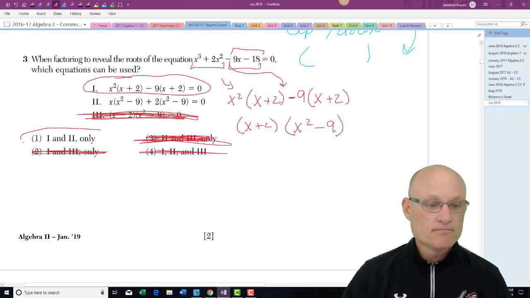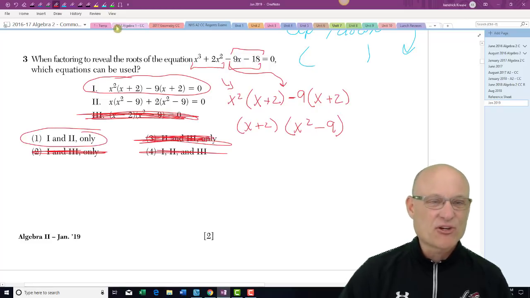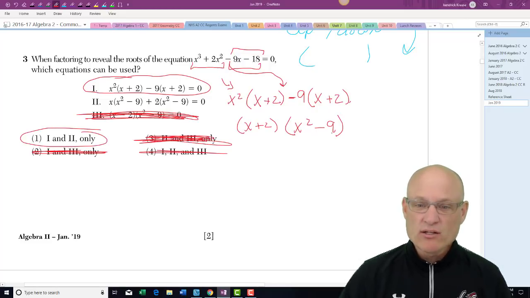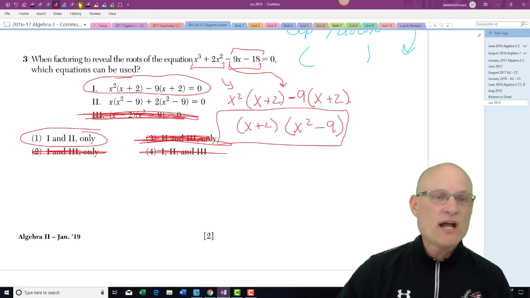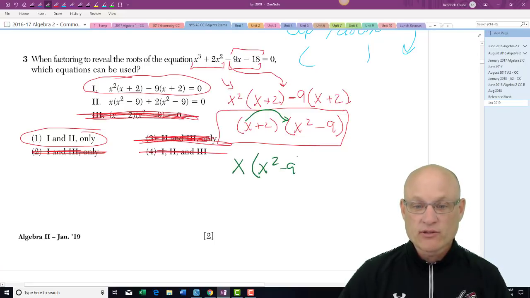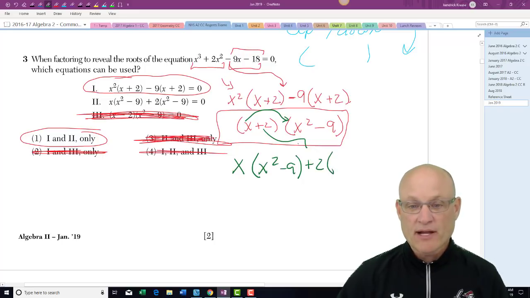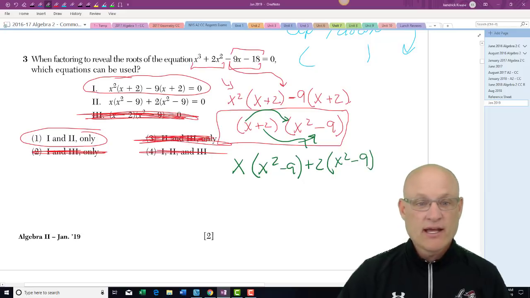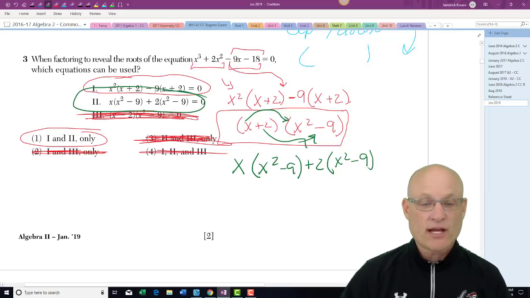There's my answer. Now, where does that answer come from, you say? Well, take a look at this right here. This is it in factored form. What if I was to take this x and multiply both of those? That would be x times x squared minus 9. And then I copy over the sign, plus 2, and multiply that times this, x squared minus 9. And that's where this one comes into play. So both x and 2.